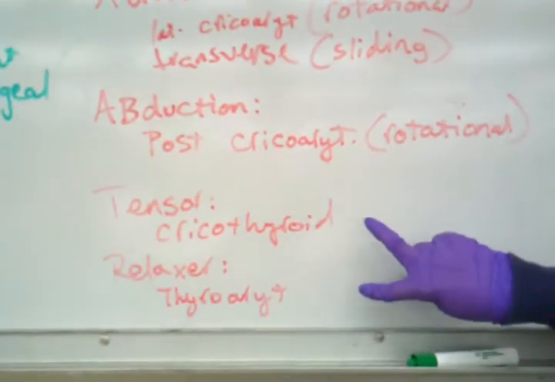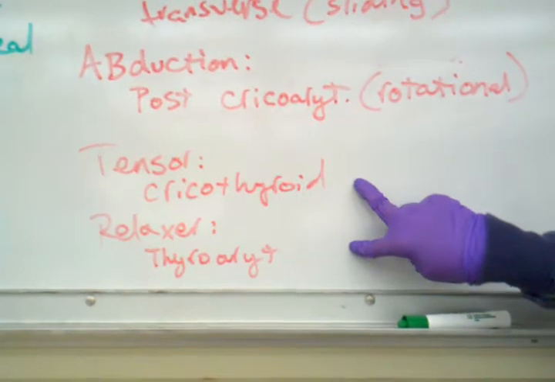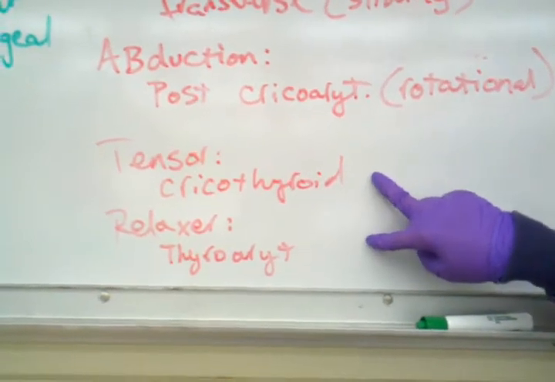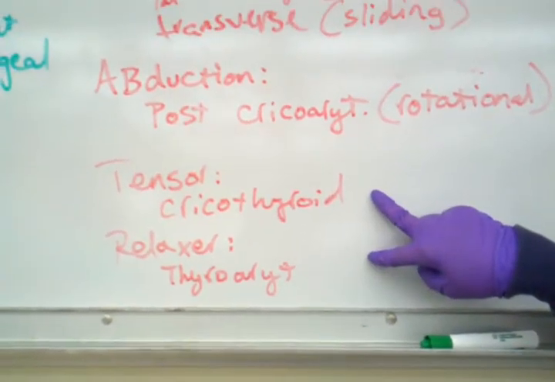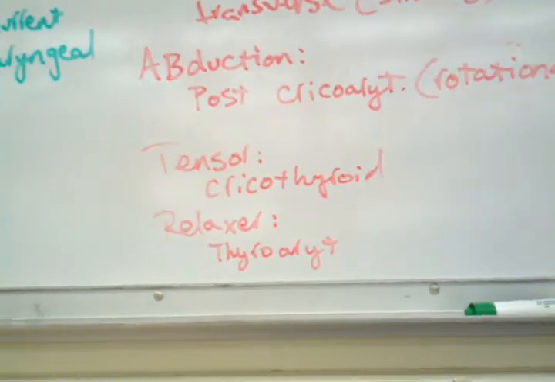And then finally, the two that we discussed for the high-pitched voice and the low-pitched voice. You have the tensor, which is the cricothyroid, and the relaxer, which is the thyroarytenoid.